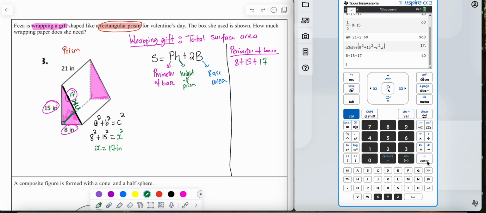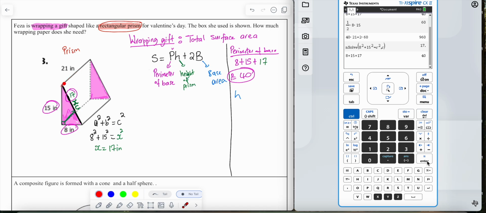Enter. So the perimeter, P, is equal to 40. All right, we found the perimeter. What's the height? If you look, the height of the prism is going to be this side. Maybe you're saying, oh, Miss Birmingham, the height is over here. No. This is the height of just the base. But we want the height of the entire shape, the height of the prism.